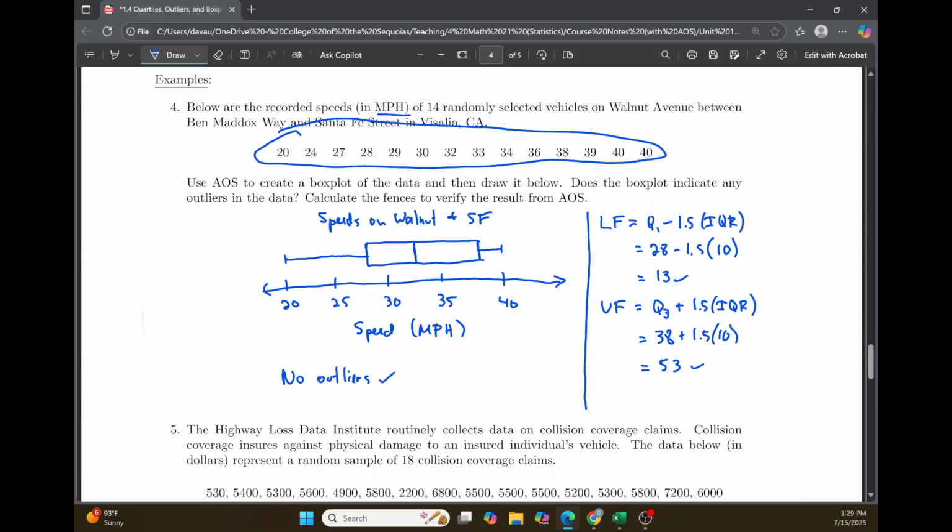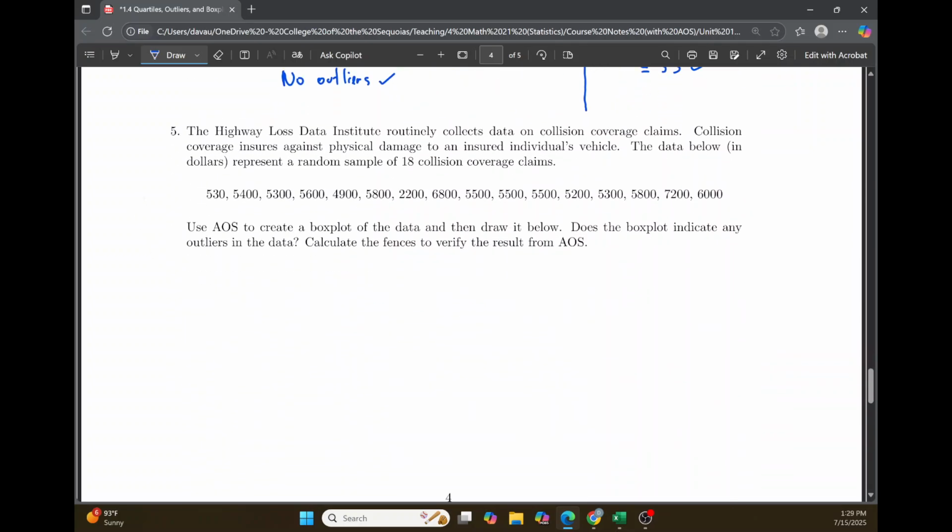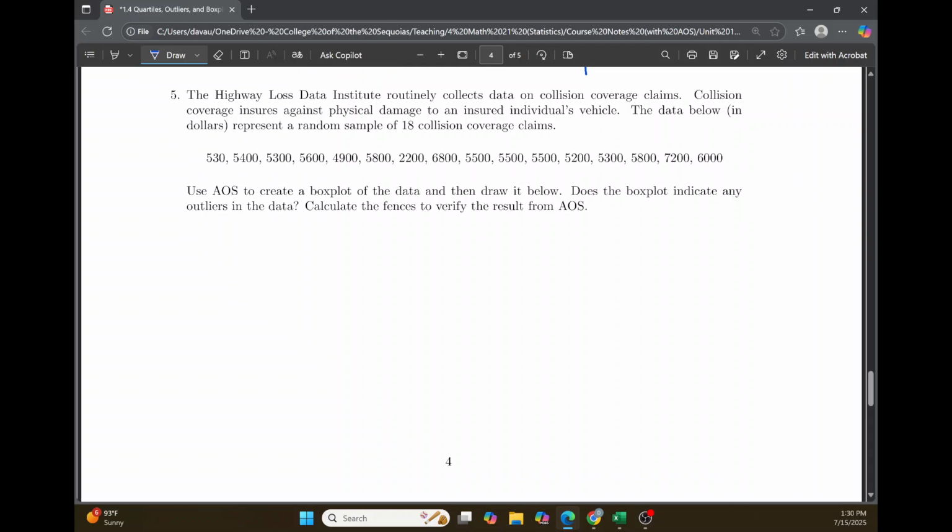With that in mind, let's look at another one. It says the Highway Loss Data Institute routinely collects data on collision coverage claims. Collision coverage insures against physical damage to an insured individual's vehicle. The data below, in dollars, represent a random sample of 18 collision coverage claims. Use Art of Stat to create a box plot of the data and draw it below. Any outliers, calculate fences. Same thing as example 4. So I will let you pause the video and give this one a try.